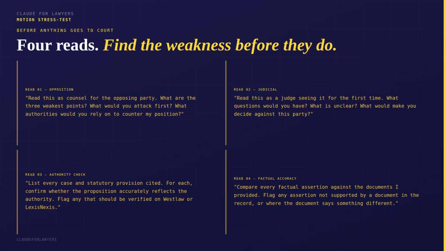Stress test 4. The factual accuracy read. Compare the factual assertions in this submission against the documents I have provided. Flag any assertion that is not supported by a document in the record, or where the document says something different from what is asserted. 4 reads. Before it goes anywhere near the court file.